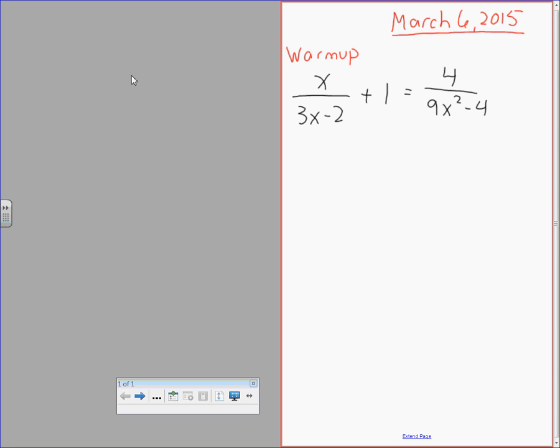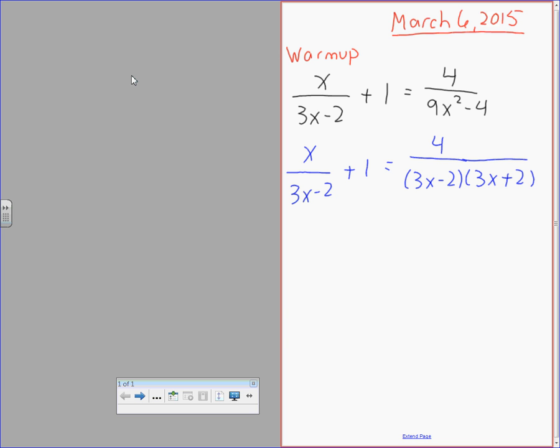Okay, so we're going to factor 9x squared minus 4 into (3x + 2)(3x - 2). Okay, great. Can I get a second volunteer to tell me the next step, please?